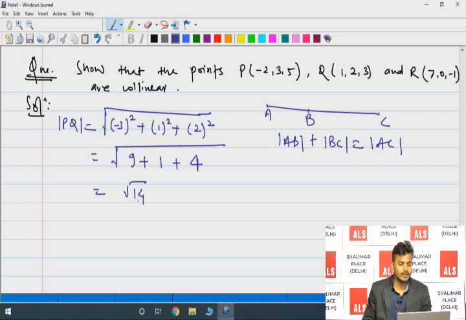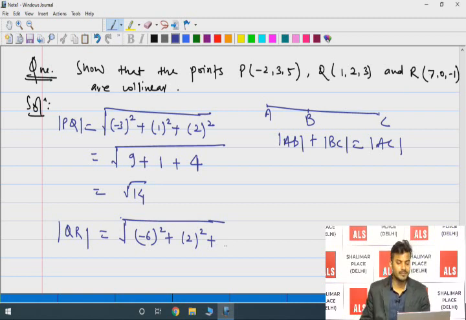Root 40. Okay, root 40. Similarly, let's find out mod QR. So, mod QR is 1 minus 7, so minus 6 whole square, plus 2 minus 0, so that is 2 whole square, and finally 3 minus of minus 1, so it will be plus 4 whole square. Is that clear?